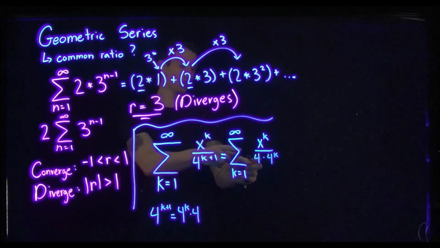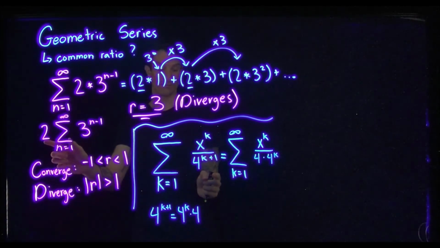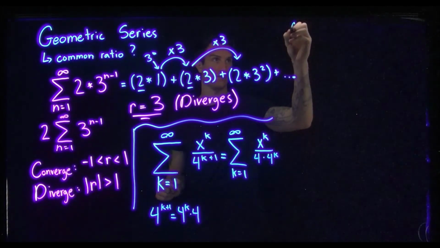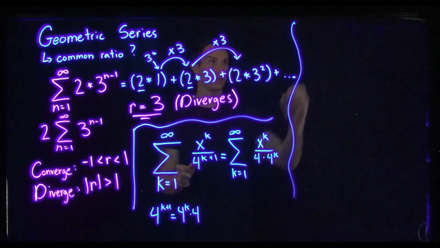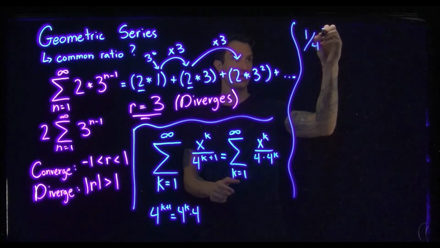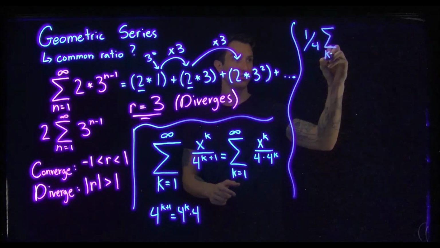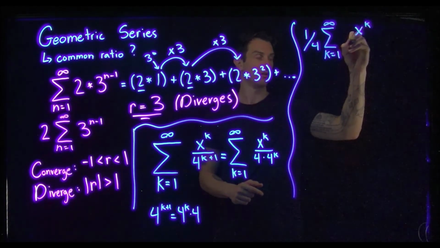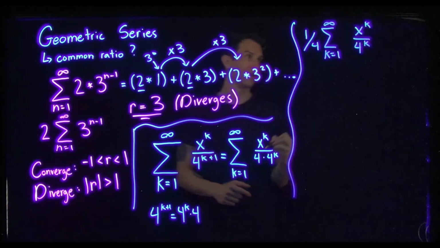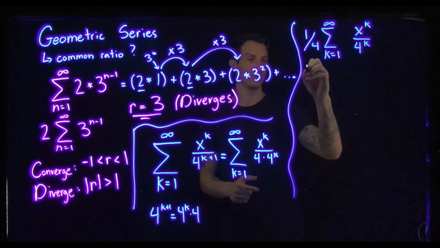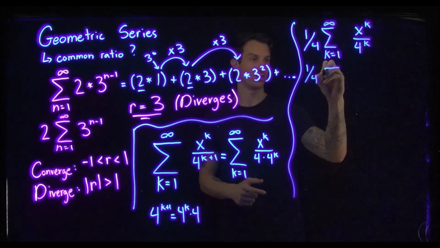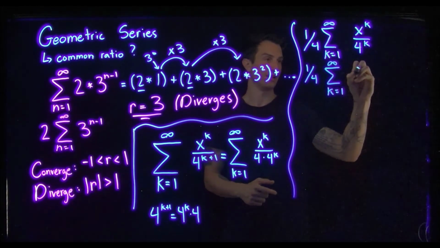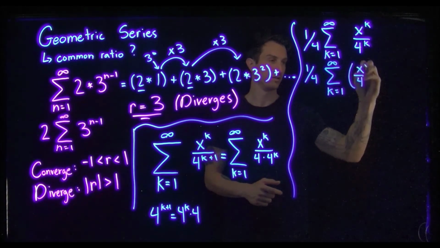And so what I can do is this is just a 1/4 here. The same way in our previous problem I could bring the 2 out, I can just bring the 1/4 out and that's fine. So I'm going to bring this 1/4 out, and now I have my summation, k is equal to 1 to infinity, of x to the k over 4 to the k. Last thing for algebra's sake, now we can get it in this geometric form where it makes life a little bit easier. We have x over 4 to the k.